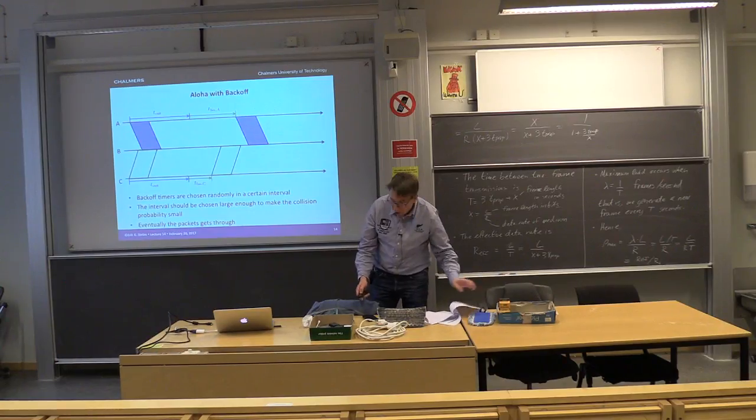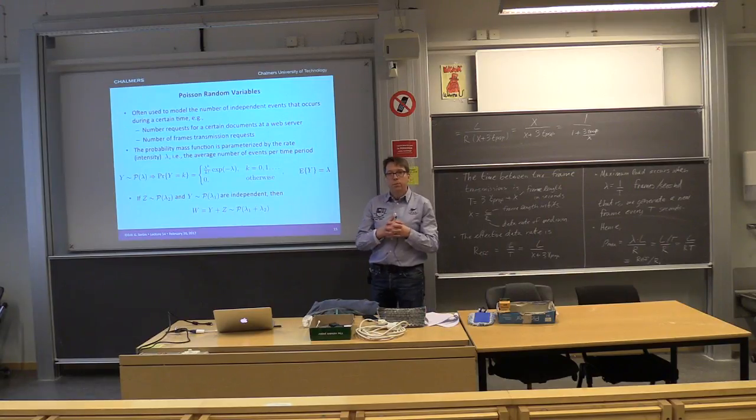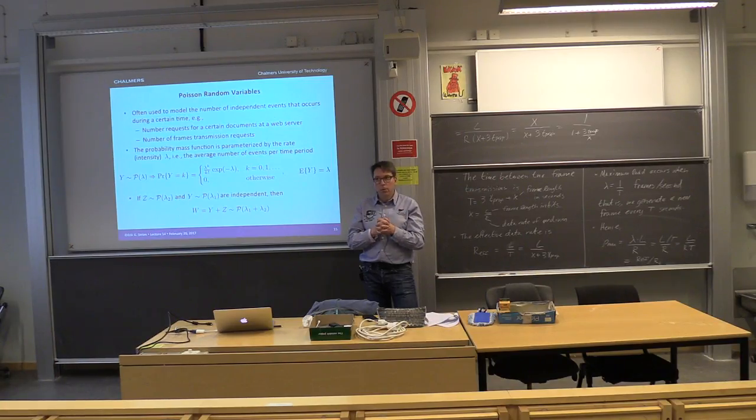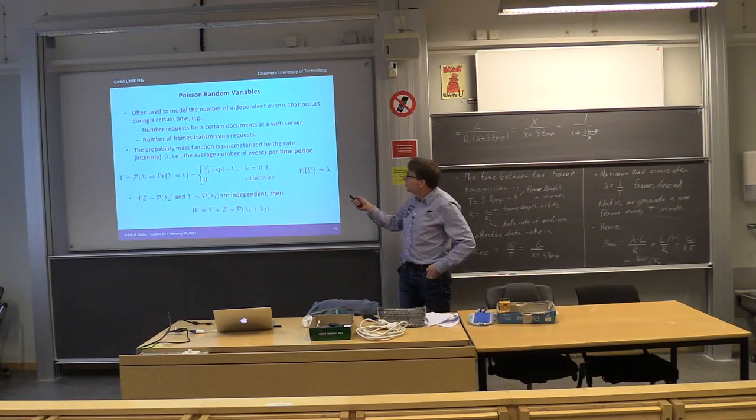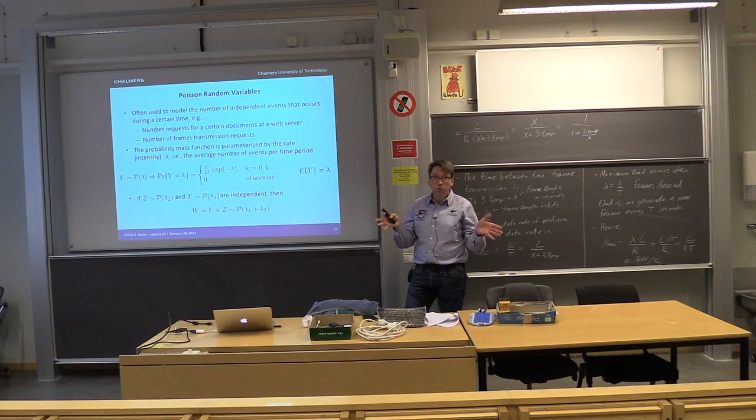So we would like to model the frame generation somehow. And the standard approach to this is to think of the data traffic as following a Poisson distribution, or Poisson traffic. These Poisson random variables are often used to model the number of independent events that occur during a certain time.